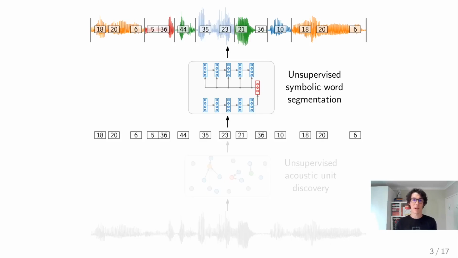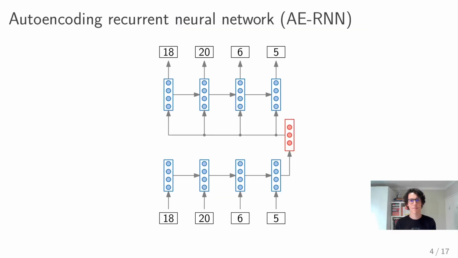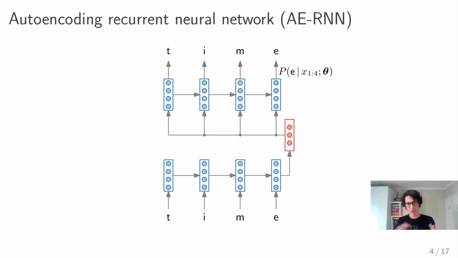I'll start by describing the unsupervised symbolic word segmentation approach. So let's say we've got some autoencoding recurrent neural network. This is an encoder-decoder model that reads in a sequence of symbolic units, and the encoder compresses that into a fixed-dimensional representation, and then the decoder outputs another sequence, and the model is trained so that the output matches the input. For this part of the talk, instead of talking about acoustic units, I'm just going to replace them with letters so that we can see what's going on. But every time you see a character, just remind yourself that it's actually an acoustic unit.